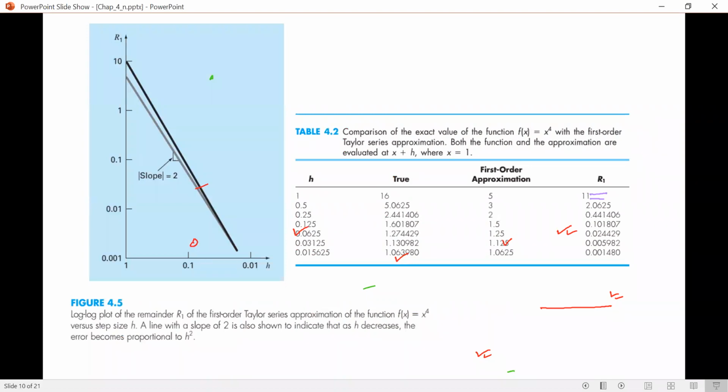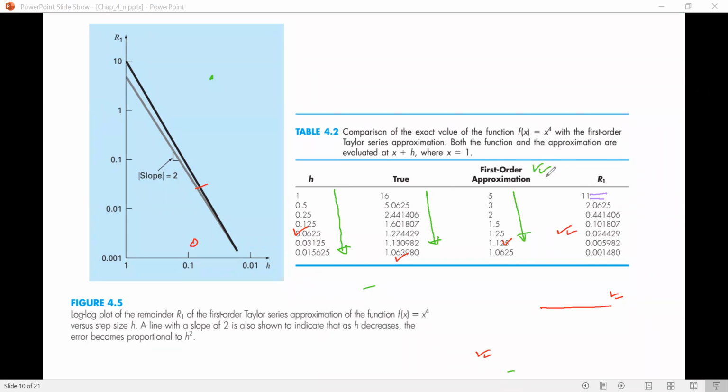Okay, just look at it. If we calculate the value of h, this is the assumed value of h, and this is the true value of your function, and your orders of approximation are there.